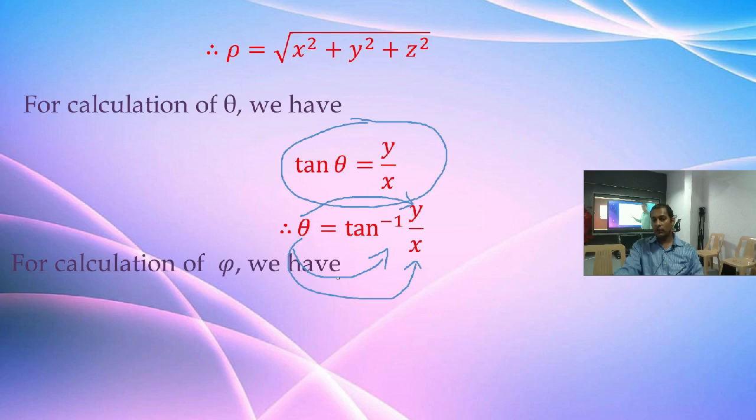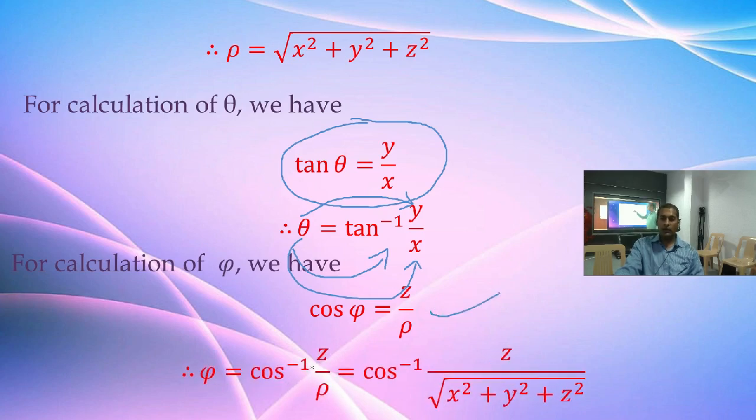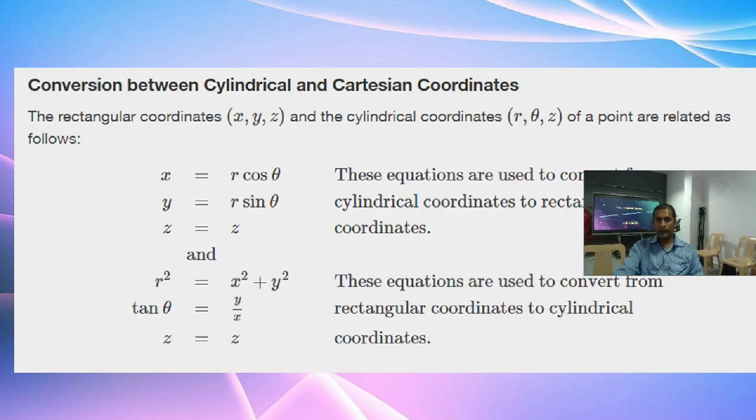For calculation of phi, we can have cos phi is equal to z by rho. So phi will be equal to cos inverse of z by rho, where rho is nothing but square root of x square plus y square plus z square. So this is for the calculation of phi.